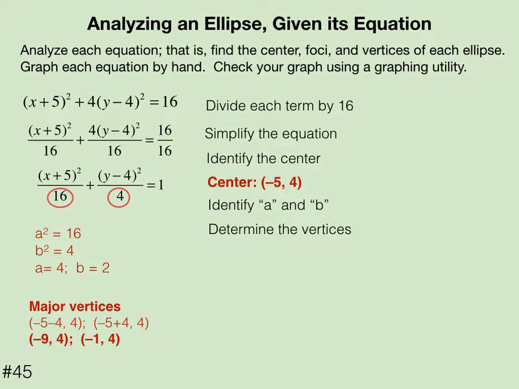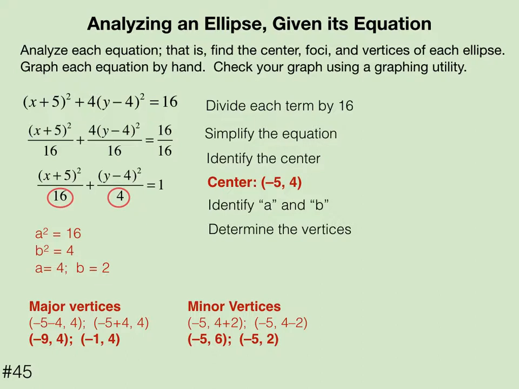Now we'll go on to what we call the minor vertices. And these are the endpoints that are on that minor axis. So we're going to take our center, again the coordinates (-5, 4), and this time we're going to add and subtract from the y coordinate. We're going to add 2 to that y coordinate and subtract 2 from the y coordinate. So our minor vertices will be (-5, 6) and (-5, 2).